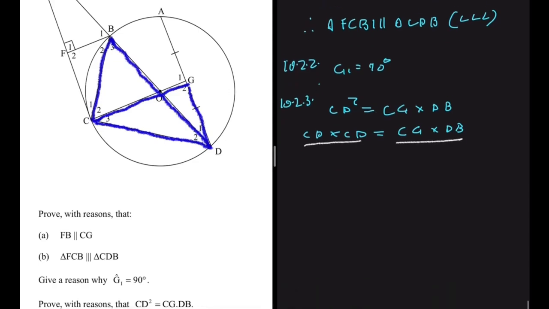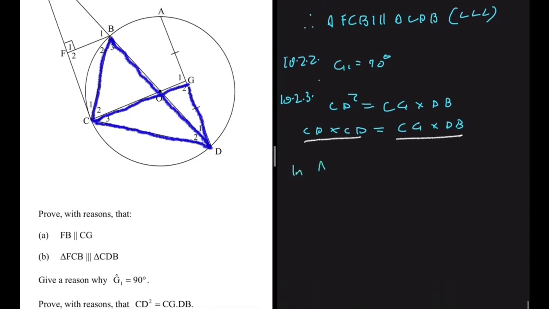So it looks like we're interested in triangle CGD and triangle CBD. If we prove that these two triangles are similar to each other, then we can play with the proportions. So let's look at triangle CGD. You should be able to see real quick here that G2 here is 90 degrees, right? And then this angle C2 plus C3 is also 90 degrees because it's been subtended by a diameter, right?